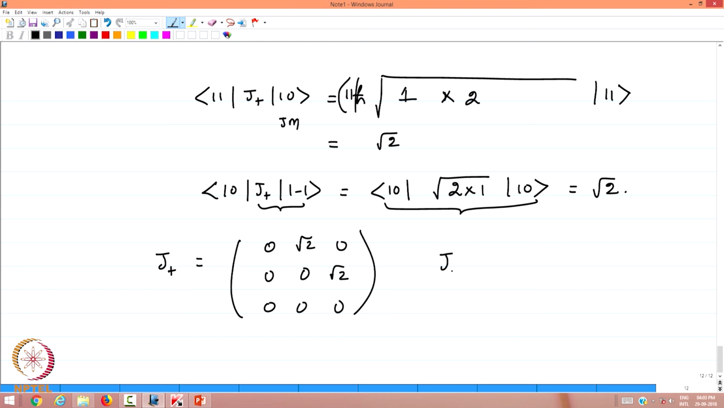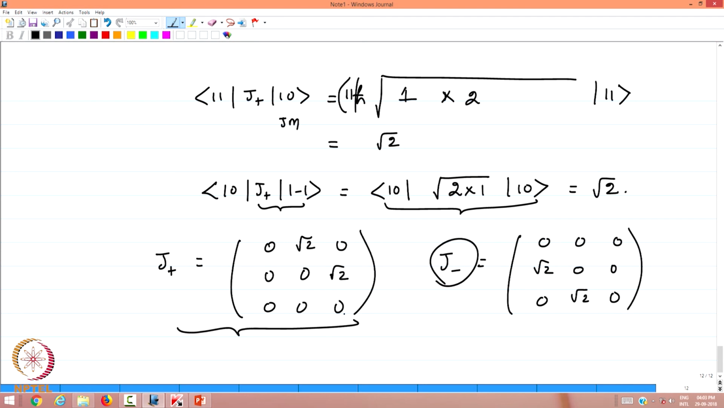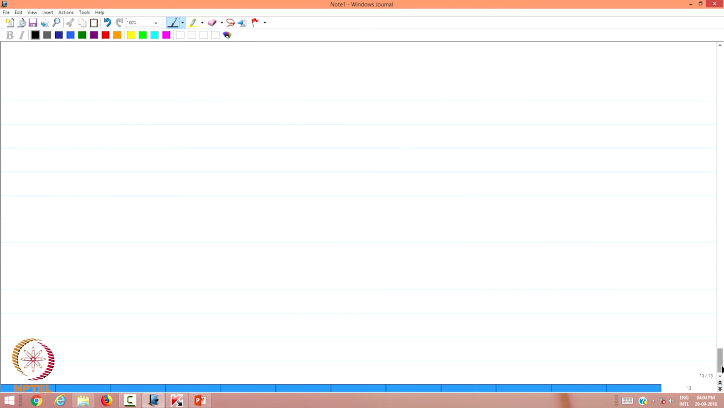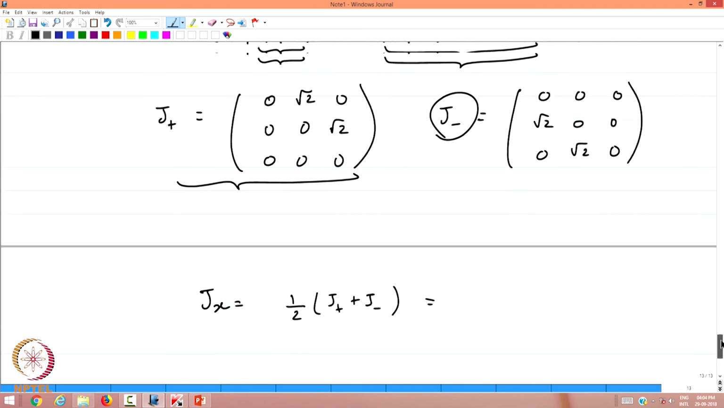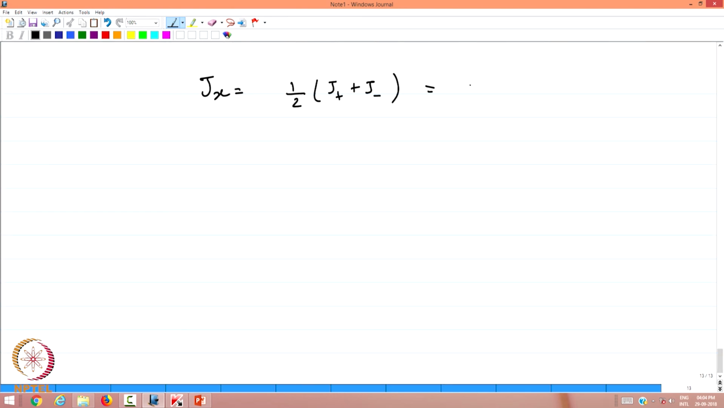So, what about J minus? J minus is 0 0 0, root 2 0 0, 0 root 2 0, because this is the adjoint or transpose complex conjugate of this matrix. Now, you know the answer for J x. J x is 1 by 2 times J plus plus J minus, and therefore, if you add these two matrices, the result that you will get is 1 by root 2 times 0 1 0, 1 0 1, 0 1 0.